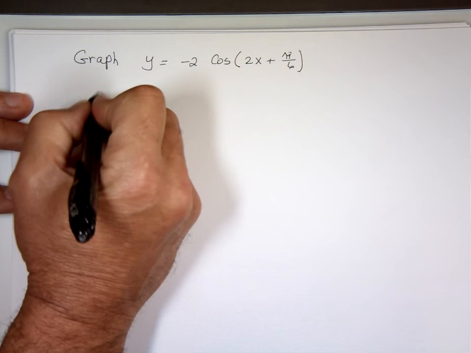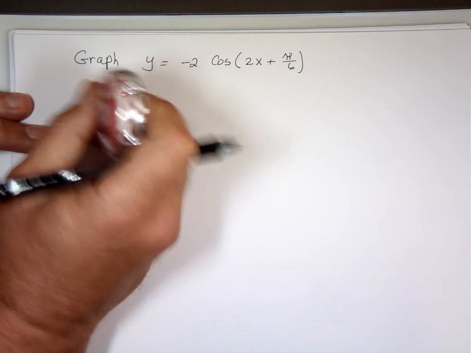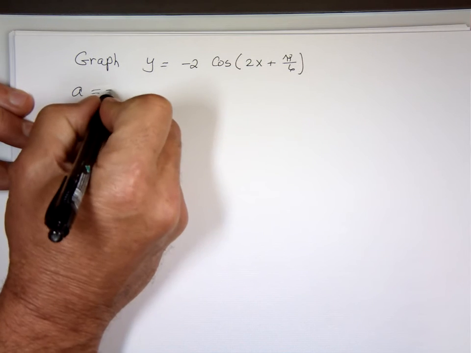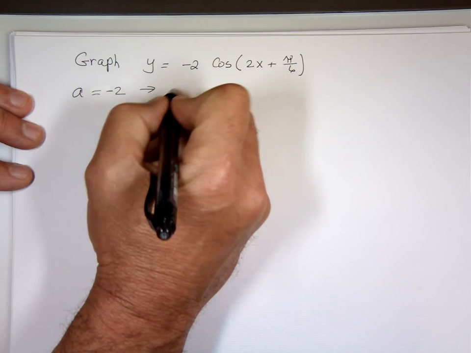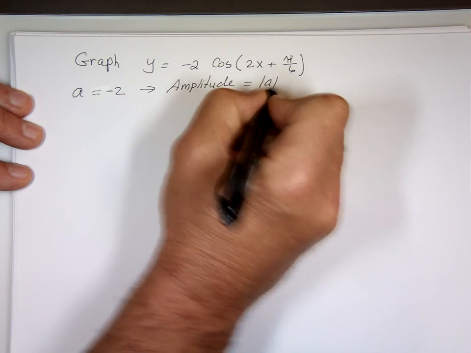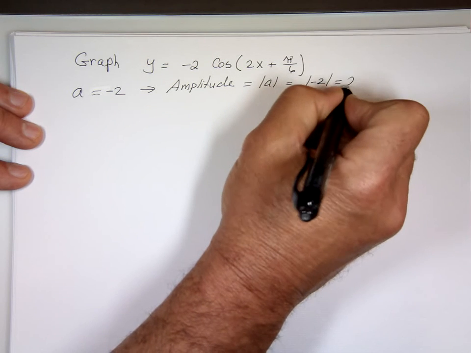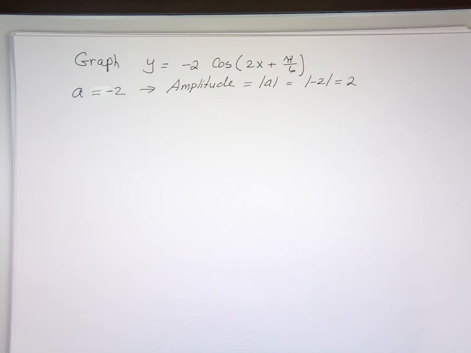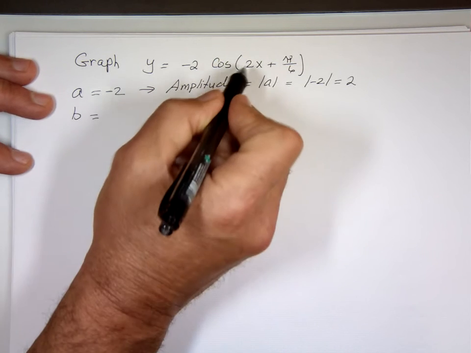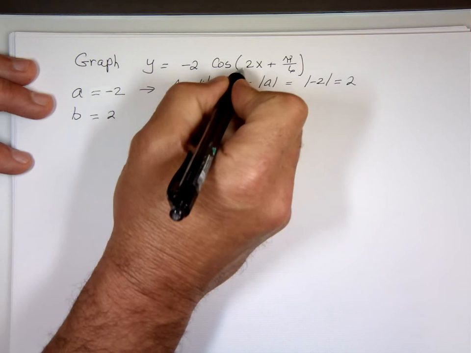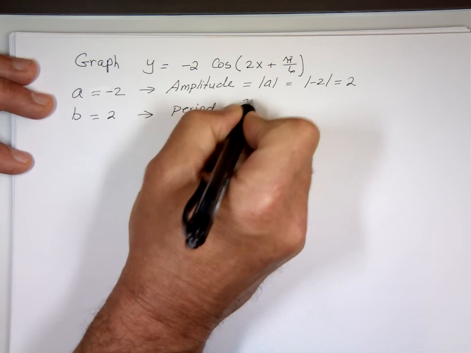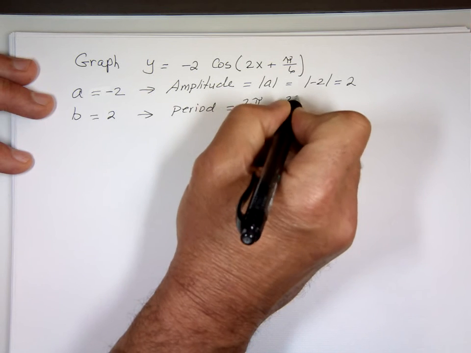What is my amplitude? Well, let me define A first. What's A here? Isn't that negative 2? So my amplitude now is the absolute value of A, which is the absolute value of negative 2, and that's 2. What's B equal to? That number. Just 2. B. You give me the period now. It's 2 pi over B, which is 2 pi over 2. And that's pi.